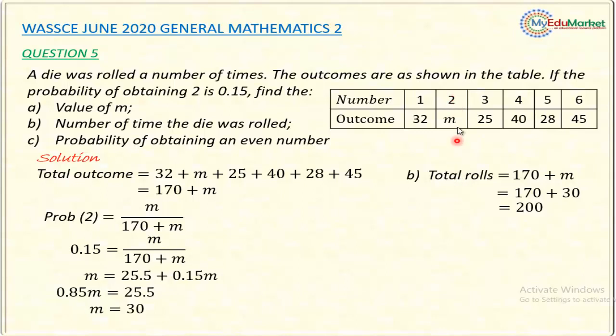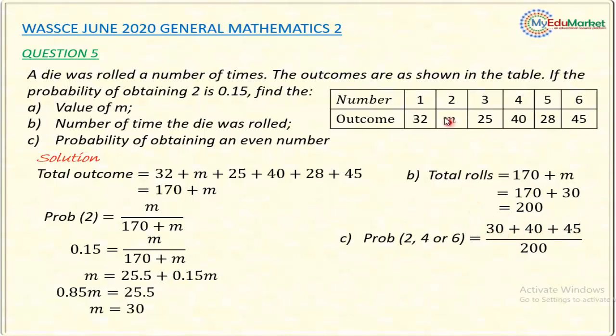So I'm going to add as my required outcome how many times 2 was displayed, how many times 4 was displayed, how many times 6 was displayed, because these are the only even numbers. So the total of their outcome will now be my required outcome. So the probability of 2, 4, or 6 will be nothing but the required outcome, m plus 40 plus 45. So that will be 30 plus 40 plus 45. This is going to be my required outcome.